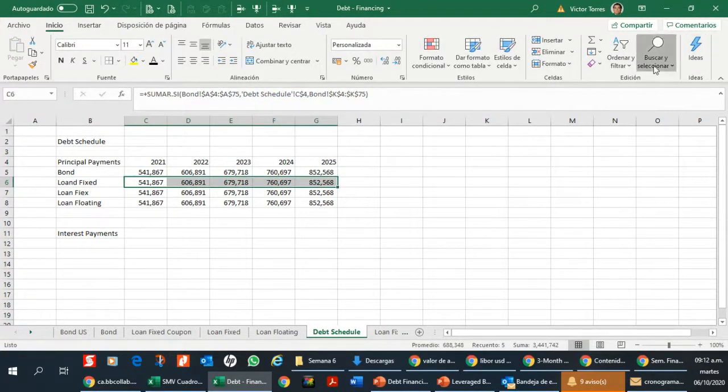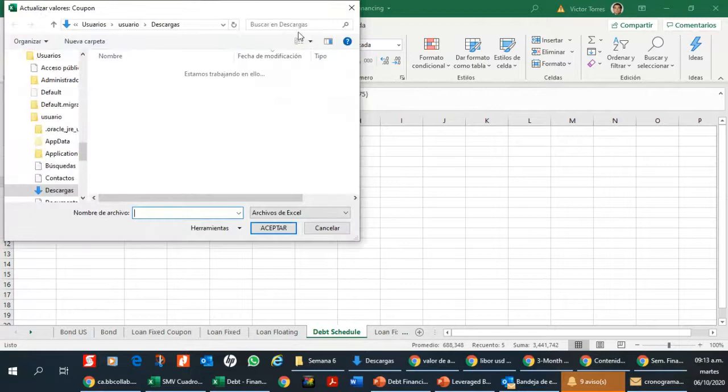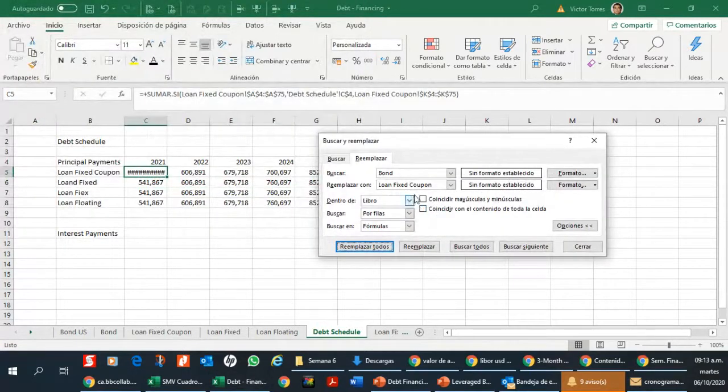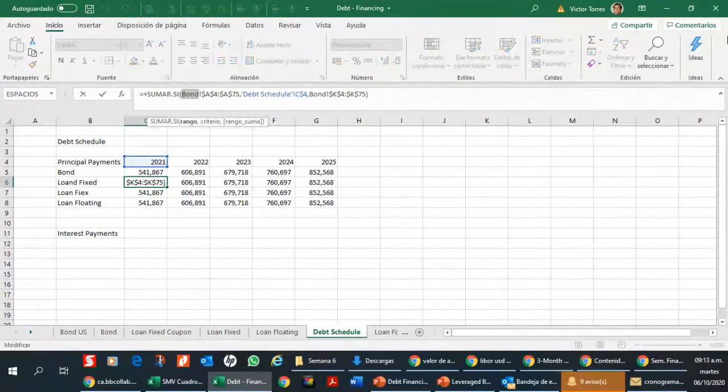I didn't change it that much because it allows us to quickly do this. You can quickly go here, replace, and we told it to replace bond with the word loan, coupon. Oops. Okay, I probably made a mistake here. Loan fixed coupon. Oh, I made a mistake and used the wrong one. That doesn't matter. I'm just going to type it out over there.